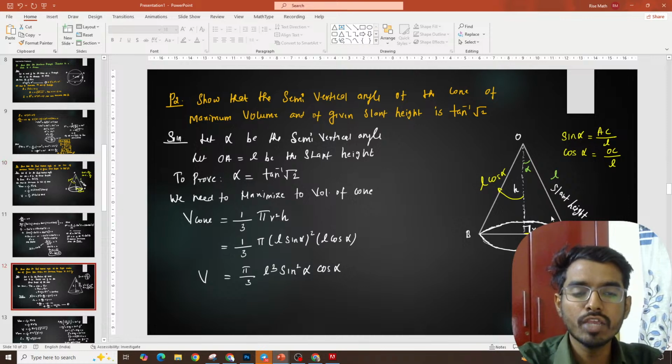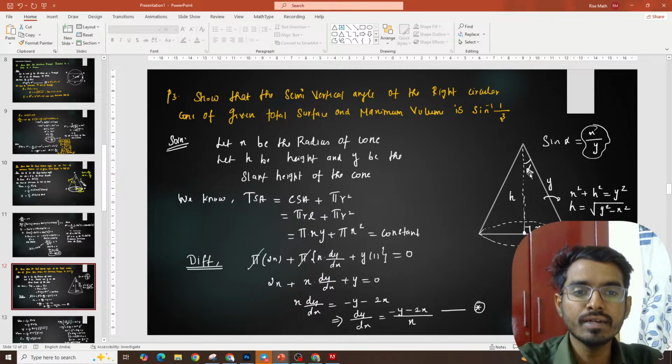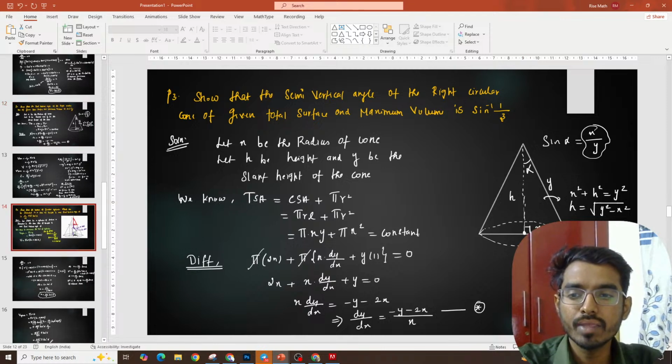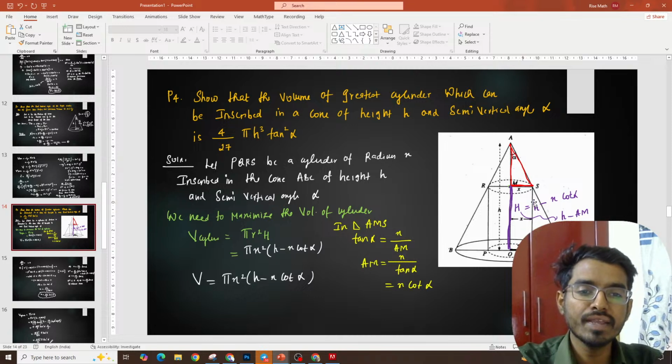Then the cone, with slant height given, if the semi-vertical angle is tan inverse of root 2, then the volume of cone will be maximum. If you know the surface area of a cone, then the volume of cone will be maximum when the semi-vertical angle alpha is given by sin inverse of 1 by 3. And again, we are inscribing a cylinder inside a cone. For that cone, you know the semi-vertical angle alpha and height h. Then this cylinder volume will be greatest at 4 by 27 pi h cube tan square alpha.